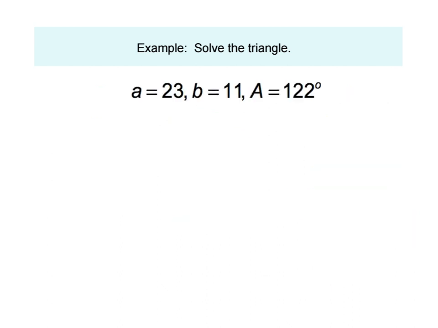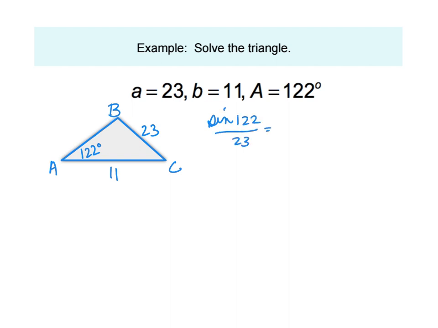Here's another case. Let's draw a picture. I'm going to label it A, B, C. Side a is 23. Side b is 11. Angle A is 122. Obviously not drawn to scale. So again, using law of sines, I'm going to solve for angle B. So sine of 122 over 23 is equal to sine of B over 11. Solving for sine of B, I multiply both sides by 11.